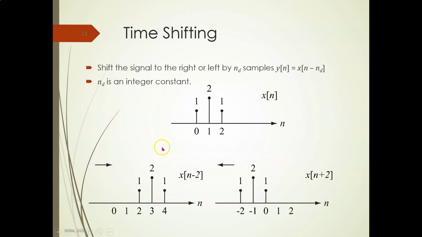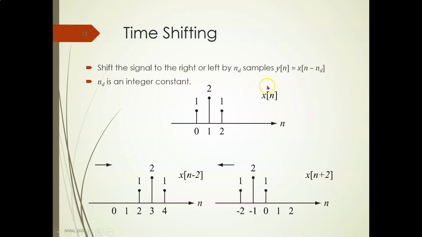Next is time shifting. Okay, time shifting involves shifting the signal to the right or left by nd samples. It is similar to the time continuous signal, except that for time continuous, the shifting is represented by T0. For this discrete time signal, it is represented by nd samples. For example, y[n] equal to x[n minus nd], and nd is an integer constant.